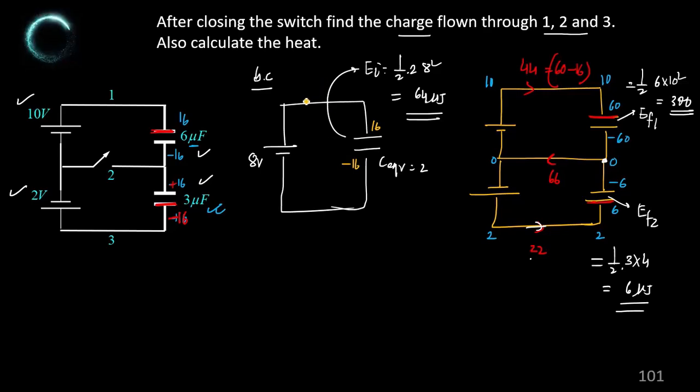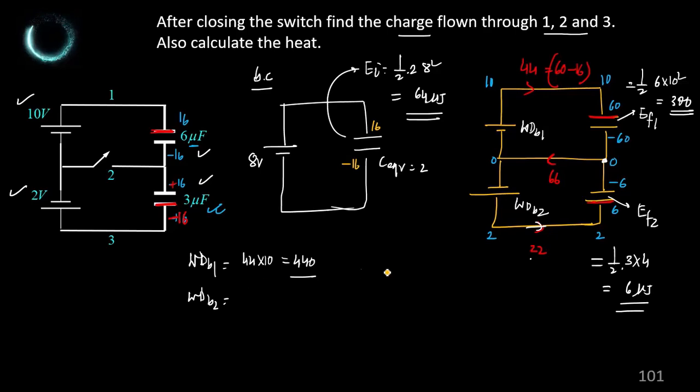So correspondingly, what you can calculate is that there are two batteries. So work done by the battery. Let us say this is battery number 1 and this is battery number 2. For work done by battery number 1, it should be equal to 44 microcoulomb that has flowed to the positive end. So 44 into 10, that is 440. Work done by battery 2 is how much?